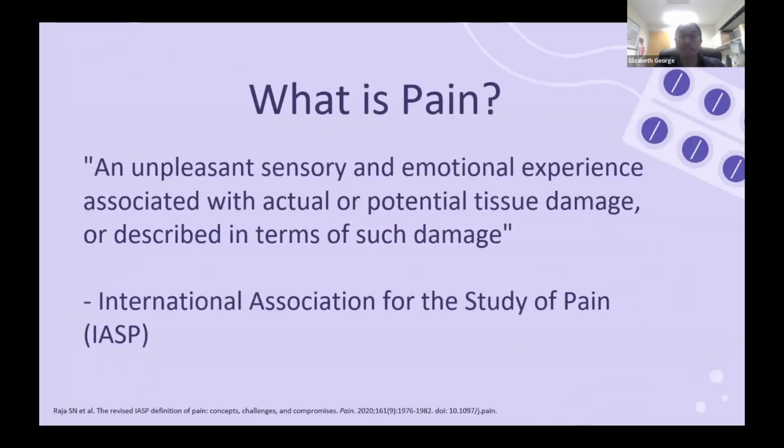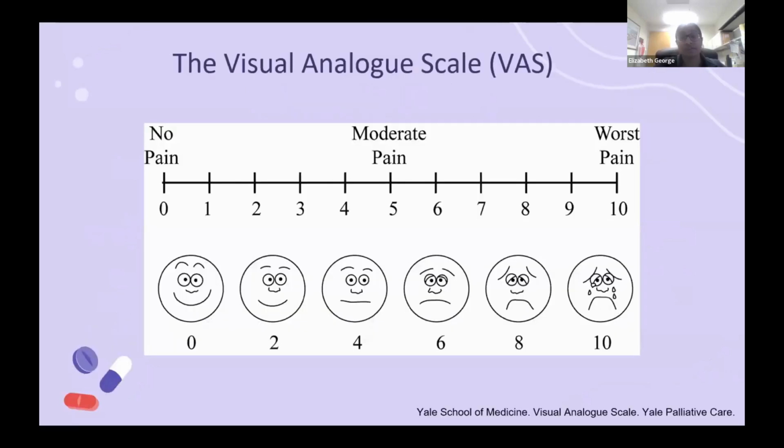So what is pain? Pain, as defined by the International Association for the Study of Pain, is an unpleasant sensory and emotional experience associated with actual or potential tissue damage, or described in terms of such damage. So there are numerous methods to analyze pain, but I'll be briefly going over the visual analog scale since it was utilized in the study.